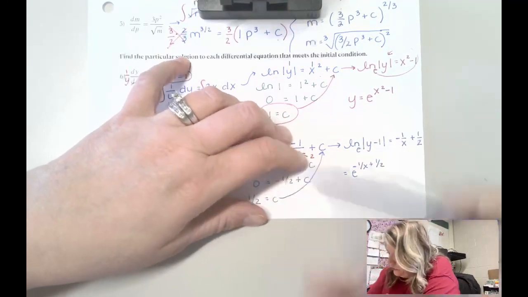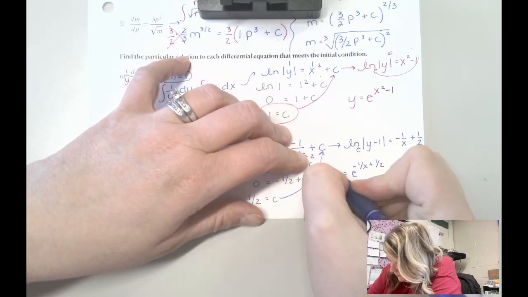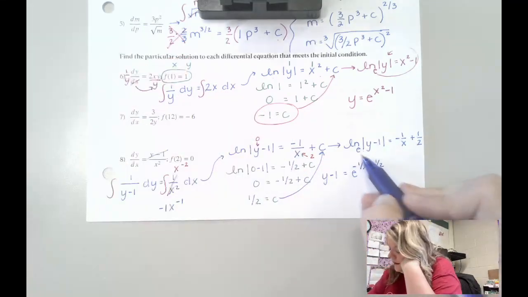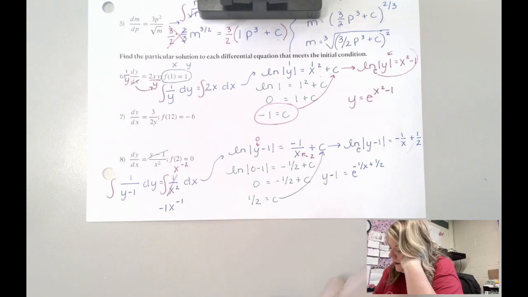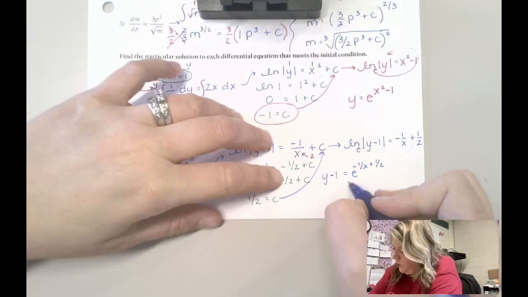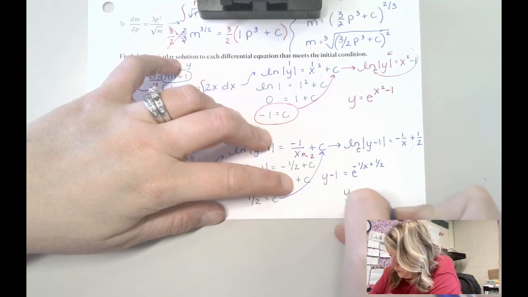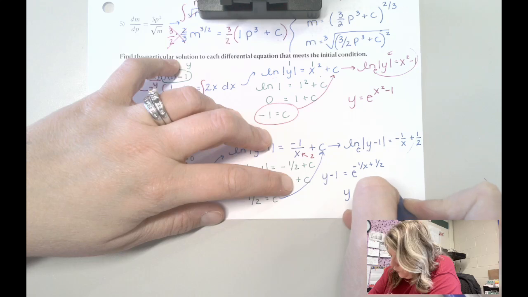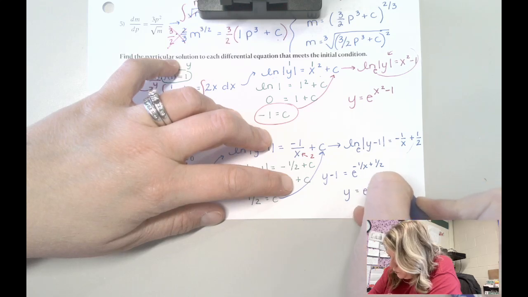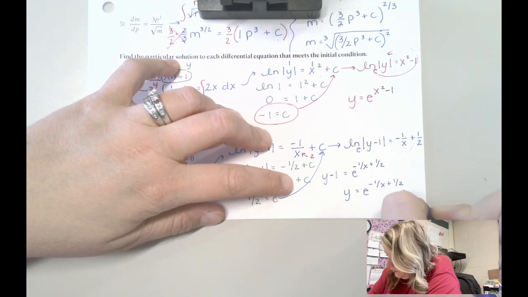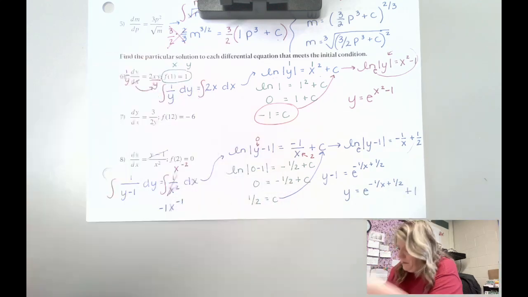This y is not just a y, it's a y minus 1. Okay, so I did e to this power equals y minus 1. And now add the 1, I think that's what I was thinking of. So y equals e to the negative 1 over x plus 1 over 2, and then with the plus 1 that came from the y minus 1 a second ago.